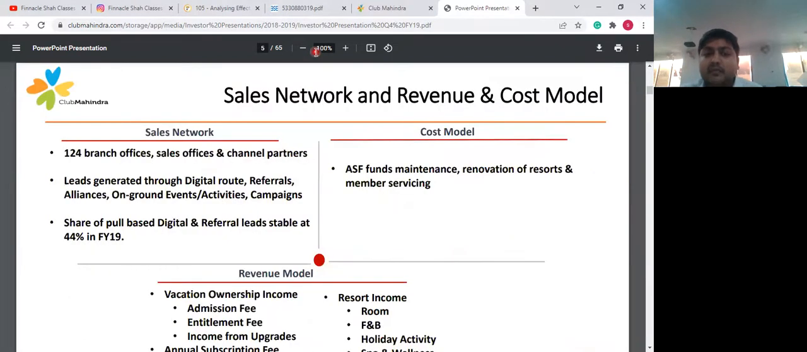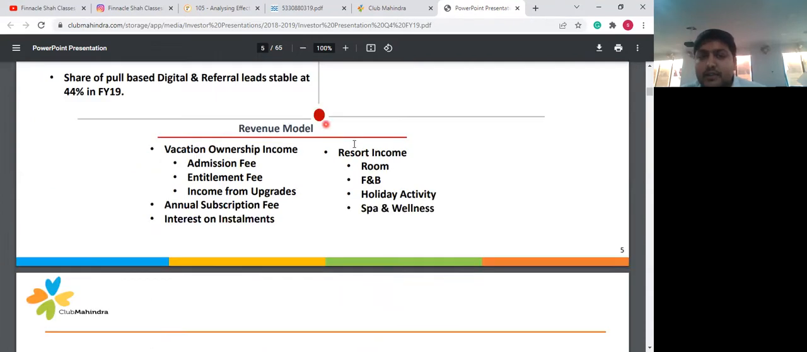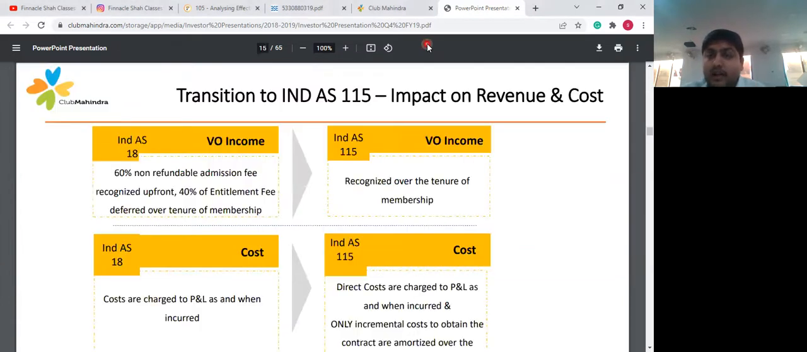You can refer to page number 5, which explains how the business works now. They are actually into a lot of revenue generation activities. They take admission fee, entitlement fee for vacation ownership, subscription fee, and likewise. Now I'm going to walk you directly to the impact which they have explained for the accounting standard transition in slide 15. As you can see here, they used to recognize 60% of fees upfront and 40% was prorated over the period of the contract.